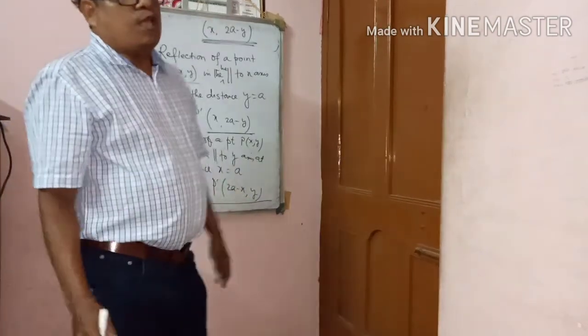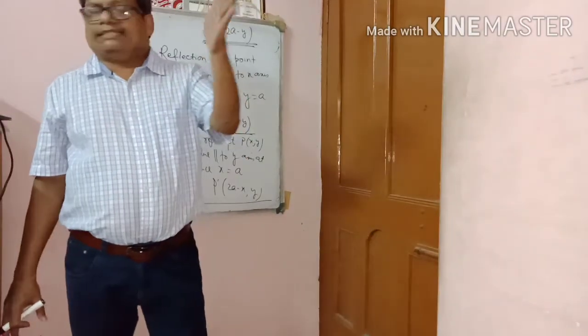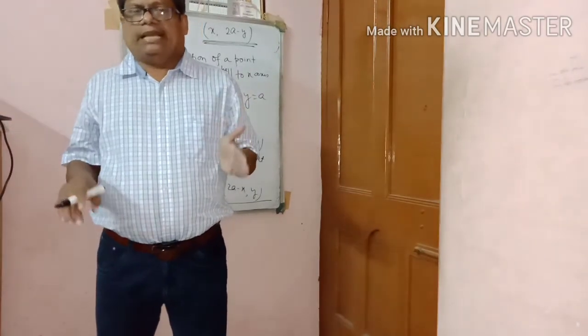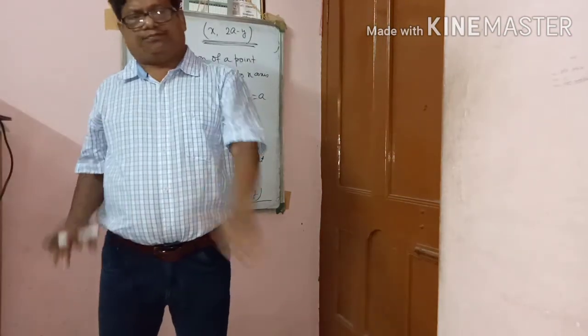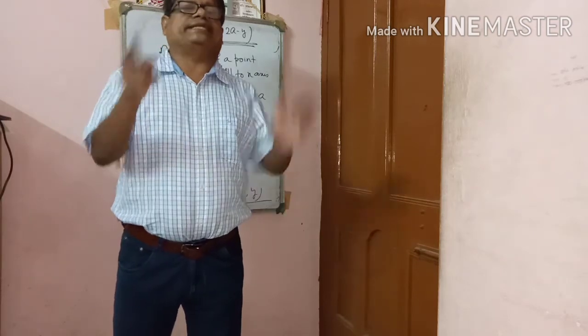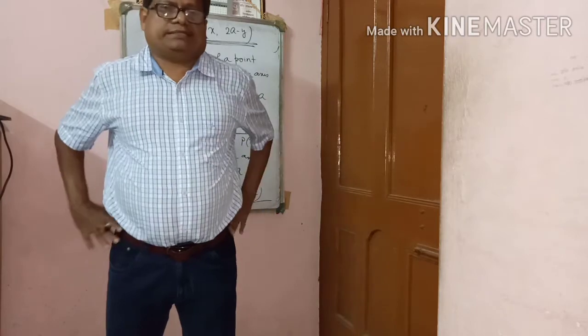So how to remember? For a line parallel to the x-axis, x has no change, so the image is (x, 2a minus y). And for a line parallel to the y-axis, y has no change, so it will be (2a minus x, y). Only these things are there.